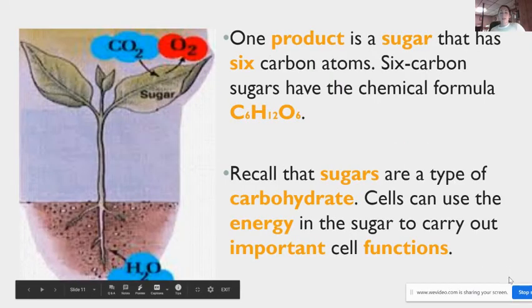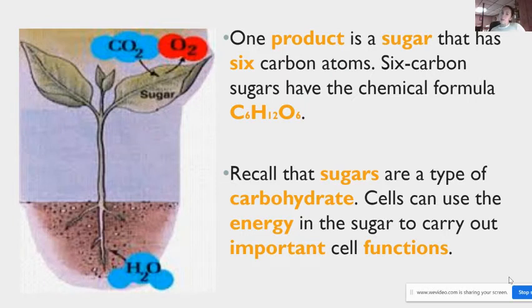The first product that is produced is sugar. This has 6 carbon atoms, and the chemical formula is C6H12O6, stating that it has 6 carbon atoms, 12 hydrogen atoms, and 6 oxygen atoms. The sugar for plants is glucose. Other compounds and other types of sugars can be formed as well, but glucose is the main one used as food and what's produced.